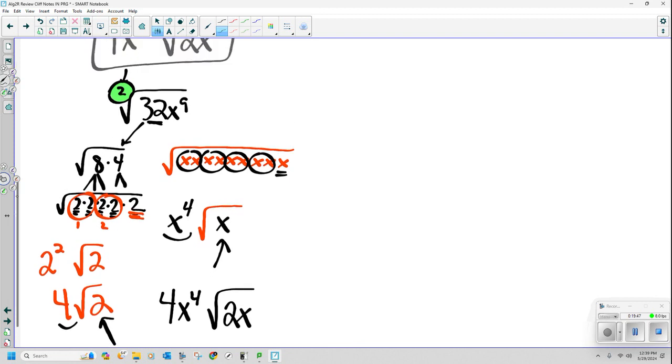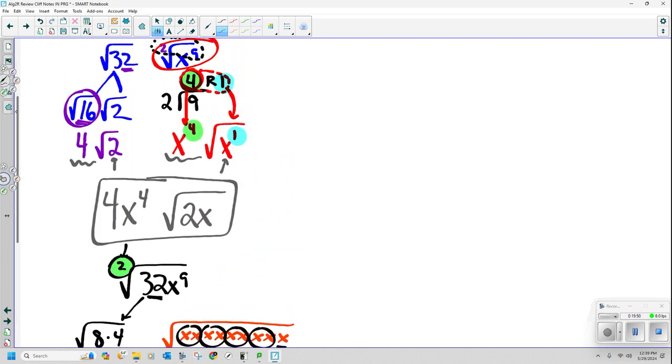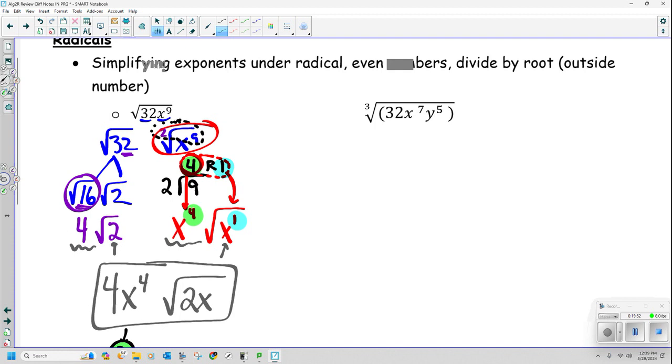Now, what happens if it's not a square root, it's a cubed root? Well, I'm going to handle these separately. I'm going to handle the 32, the x to the 7th, and the y to the 5th separately.